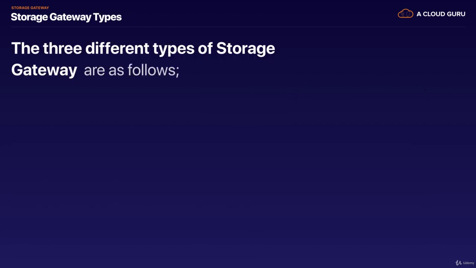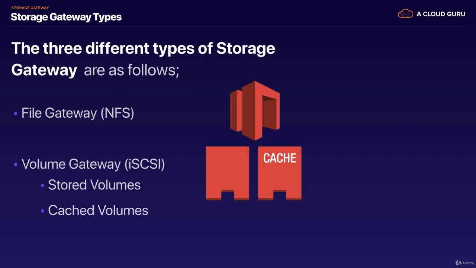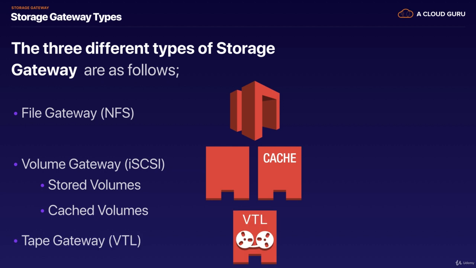So Storage Gateway comes in effectively 3 different flavors, and they are as follows. So we've got our File Gateway, and this is NFS. We then have our Volume Gateway, and this is using iSCSI. So File Gateway is basically a way of storing files in S3, whereas Volume Gateway is a way of storing basically copies of your hard disk drives or virtual hard disk drives in S3. And there's 2 different types of Volume Gateway. You've got your stored volumes, and then you've also got your cached volumes as well. And then finally, we have Tape Gateway, and this is a virtual tape library. So let's go ahead and have a look at all of them.